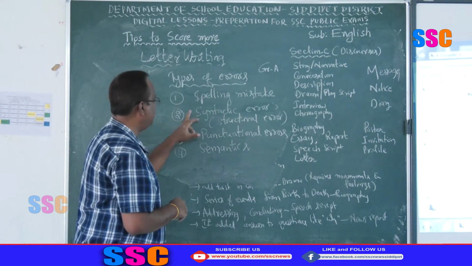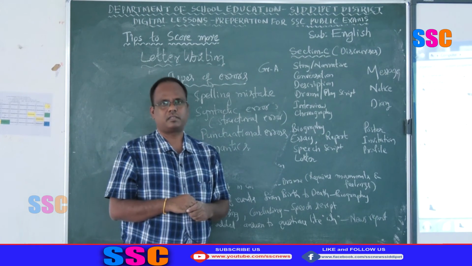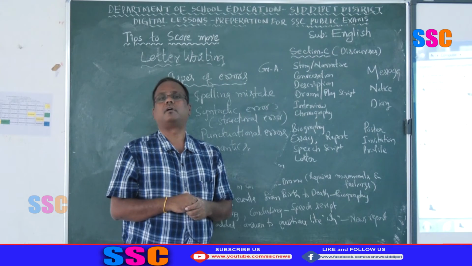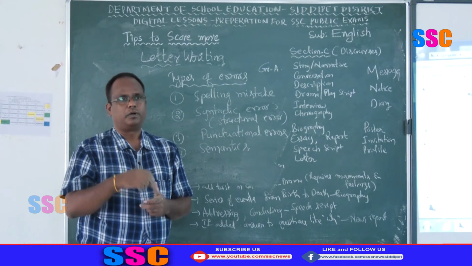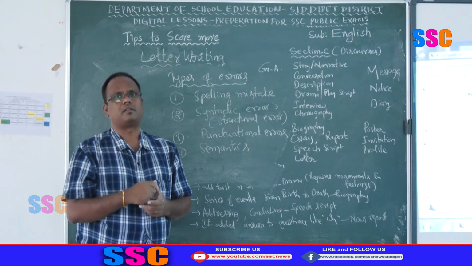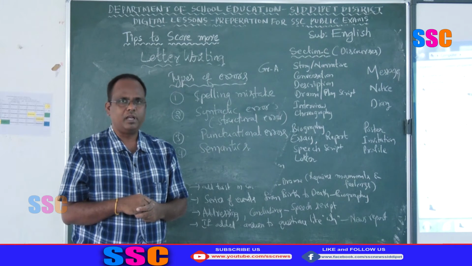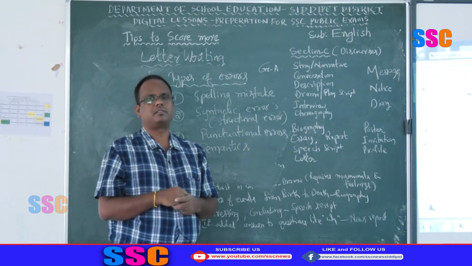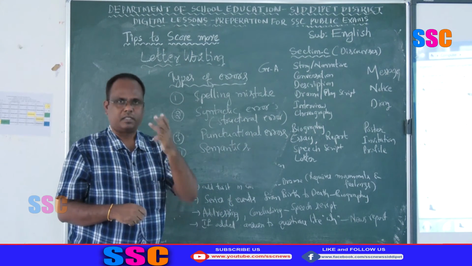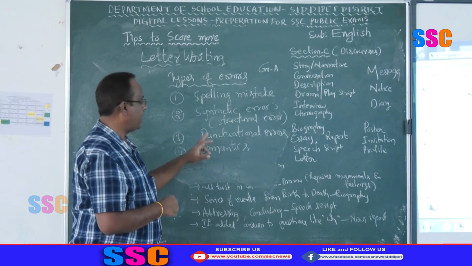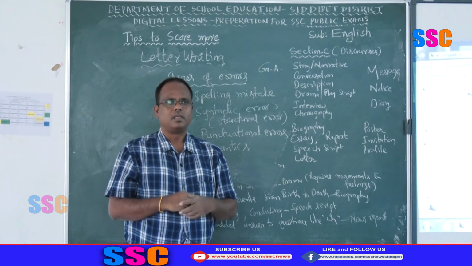Okay, then syntactic error or structural error. Structural error or syntactic error is connected with grammar. So while writing an answer or any sentence, if you fail to write that particular sentence as per the grammatical rules, that becomes an error, and there is a chance of losing marks. Then the semantics. What is semantics?